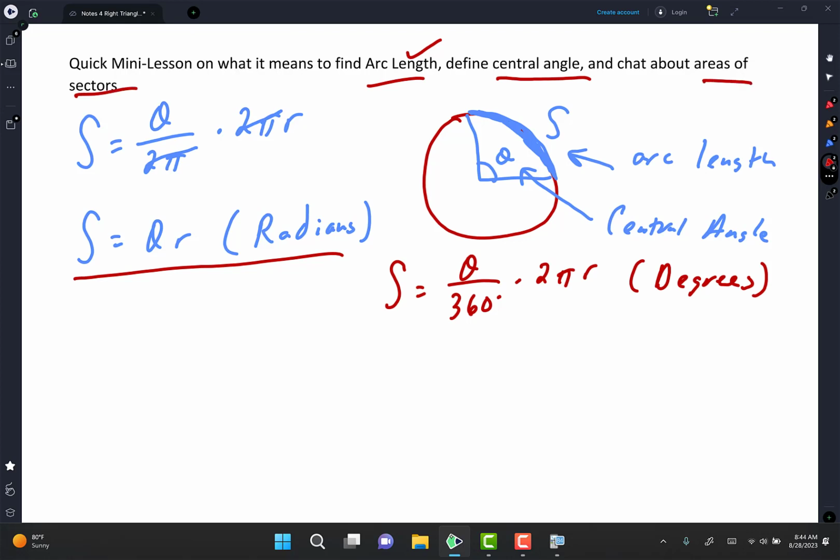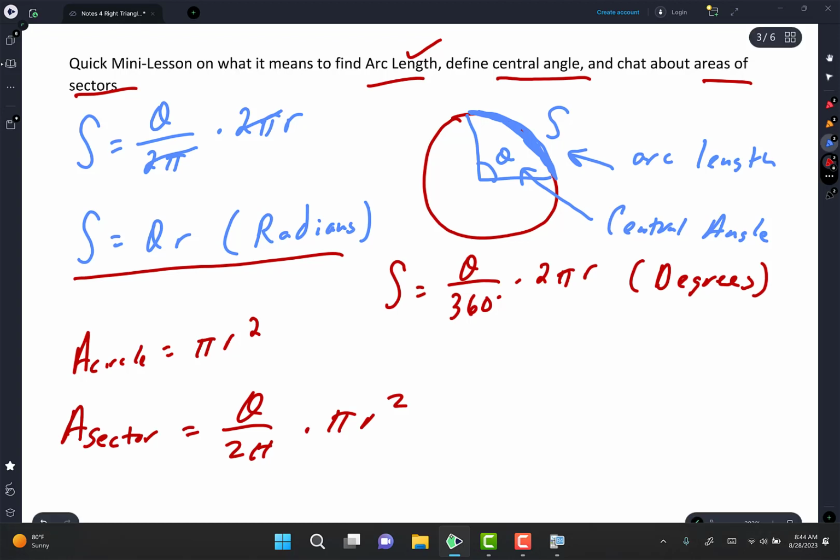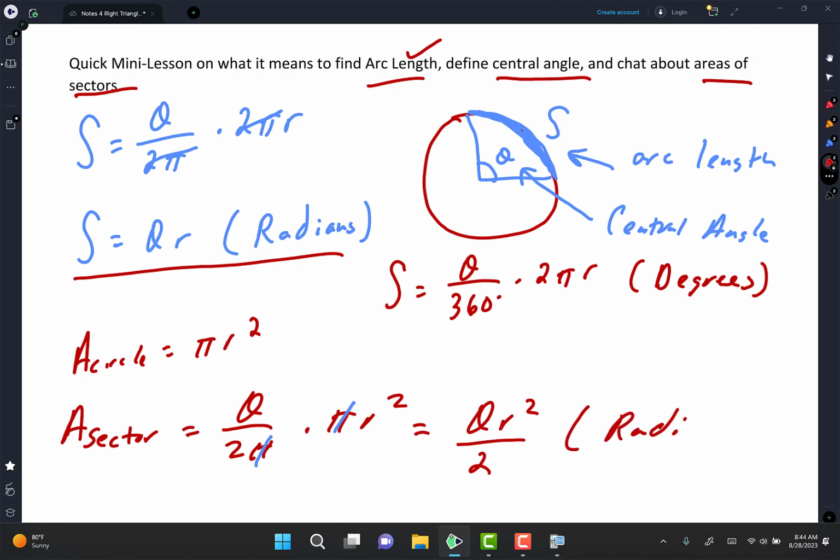Okay, area of a circle. Area of a circle is pi r squared. Do you guys remember that from geometry? So area of a sector of a circle, assuming the same sector, is equal to theta over 2 pi times pi r squared. Notice that the pi's will cancel out, and you can write this as theta r squared over 2. Sometimes they write it as theta over 2 r squared. That's only if you are in radians.